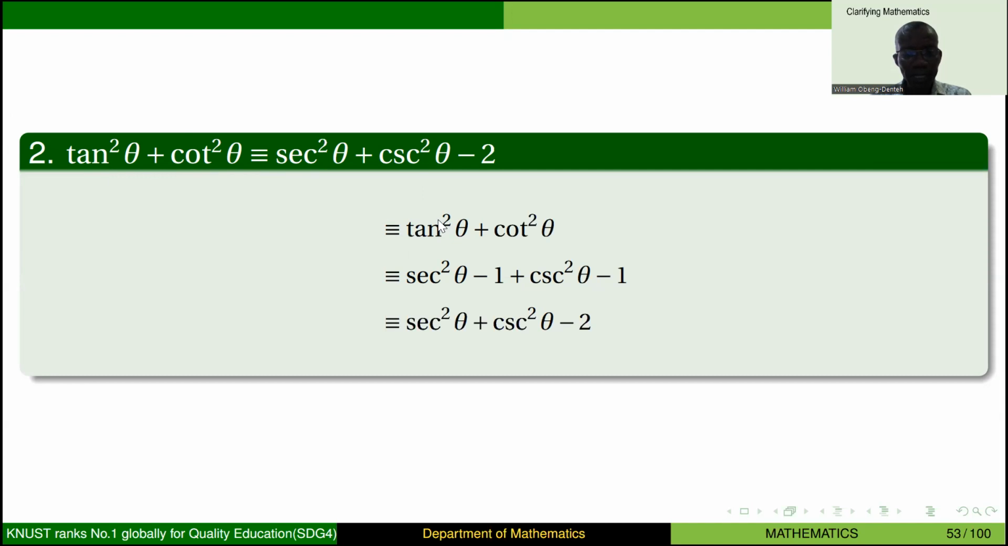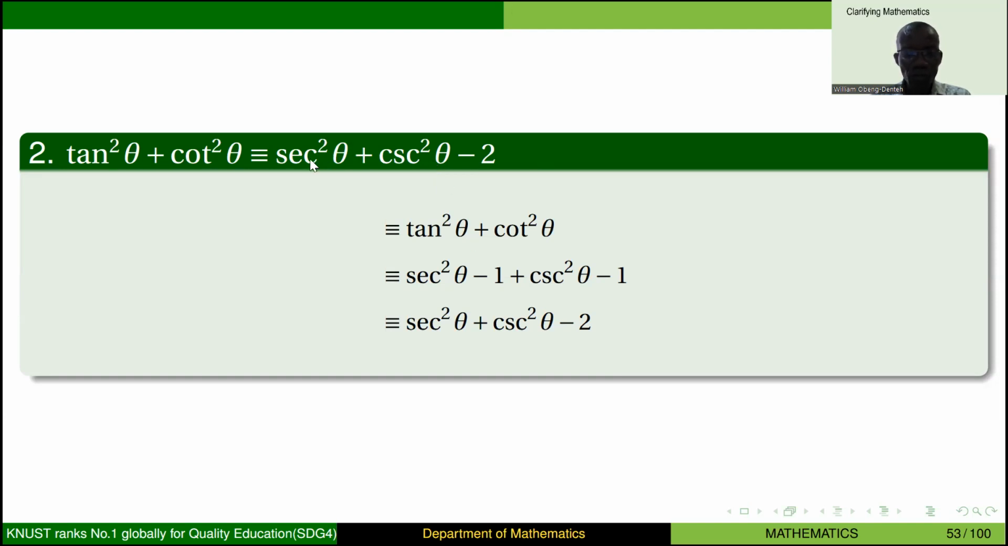So what we are going to do is that tan square theta is sec square theta minus 1. Remember that we have the identity that says 1 plus tan square theta is sec square theta, so we just make this the subject, and that gives you this. In the same vein, we also have 1 plus cot square theta giving us cosec square theta, so we make this the subject and get that. Now, once we get here, we combine the negative 1, we get this, and that gives us the right-hand side.